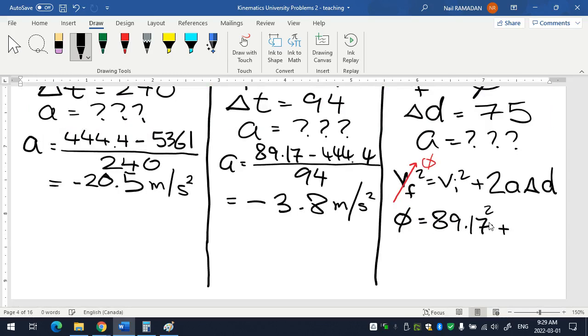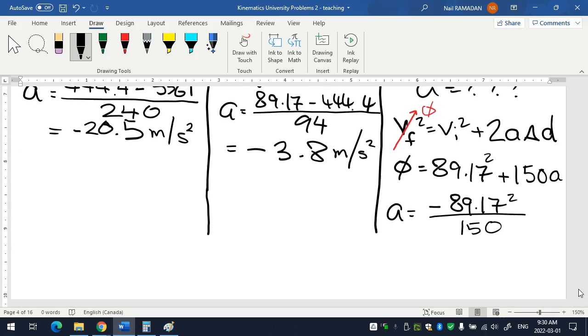Plus 2 times 75 is 150. So if you move this guy, you're going to have to move it before squaring it or after squaring it. It has to be squared at some point. So you will get this: A equals negative 89.17 squared divided by 150.